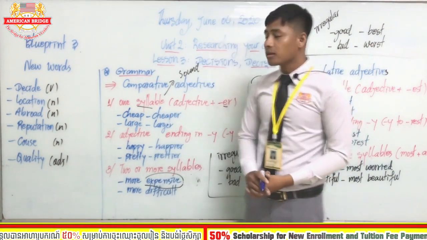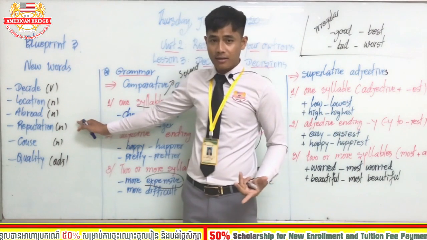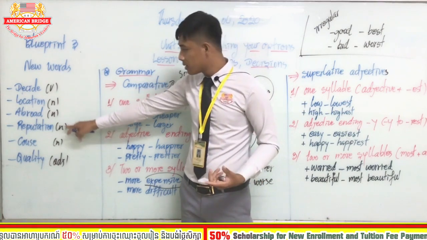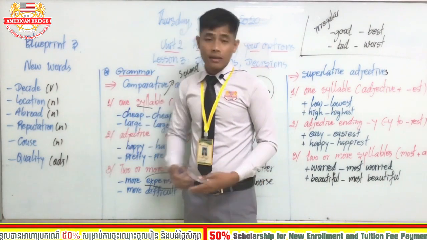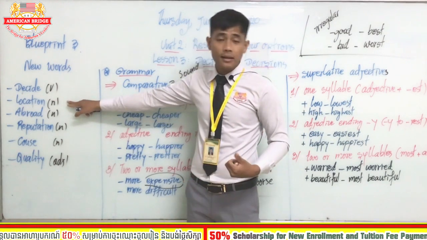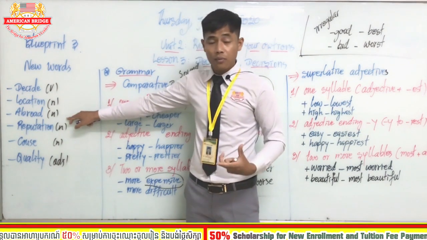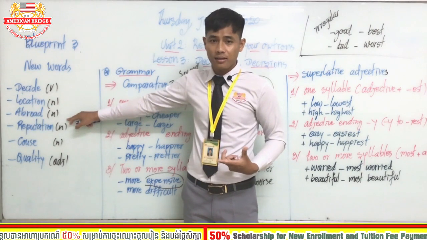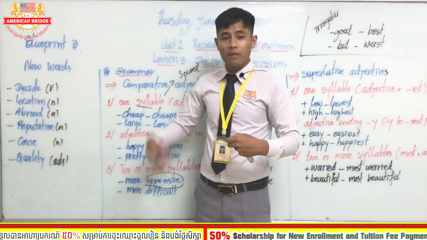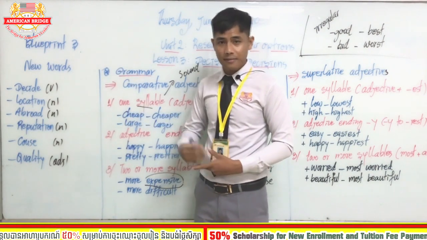Now, to finish the video, let's review some of what we have learned today. Here is some vocabulary in lesson 3: reside, location, abroad, reputation, course, and quality. Reside means to choose something, and location functions as a noun, meaning where something is, talking about a place. Abroad means in another country, not our own country. For example, we are right now in Cambodia, we are Cambodian, so our country is Cambodia. Thailand is another country, so we call it abroad. Got it?